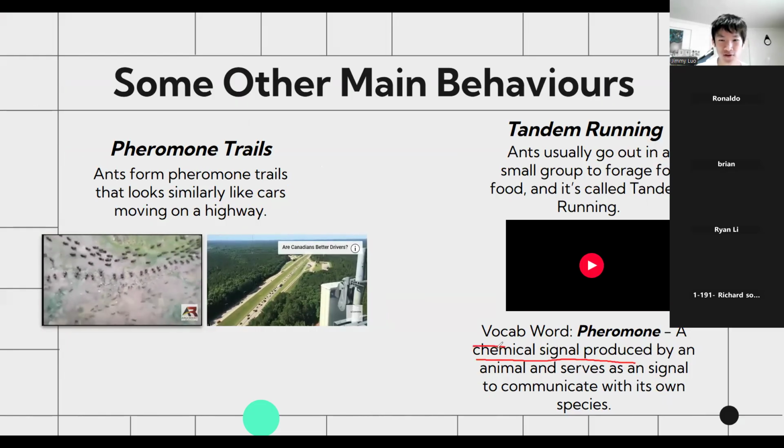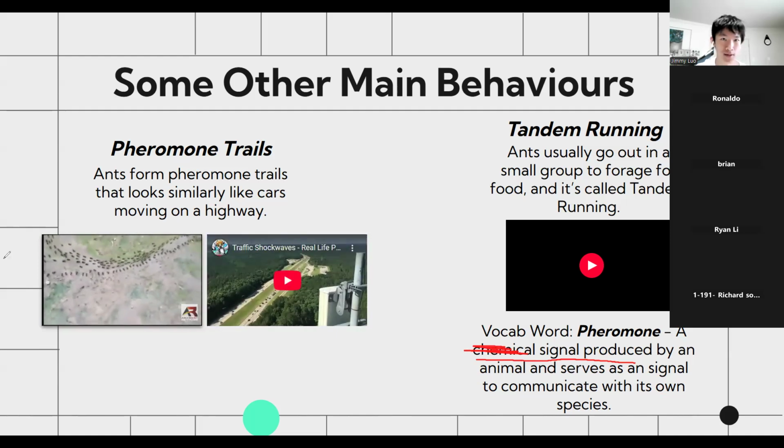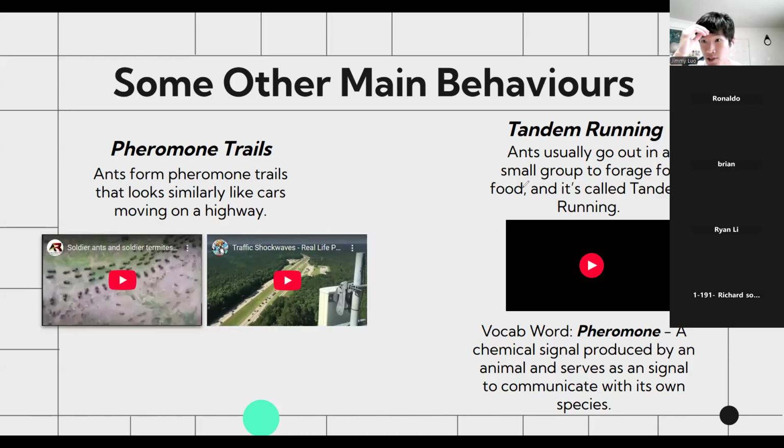If we just remove the word chemical and just say a pheromone is a signal produced by an animal, it's a type of signal, much like how someone sends a text. A pheromone is something like an animal sending a text to one another, or an animal talking to one another. So pheromones are a signal produced and secreted by an animal, and it serves as a signal to communicate with its own species. A pheromone just helps an animal communicate with its own kind, right?